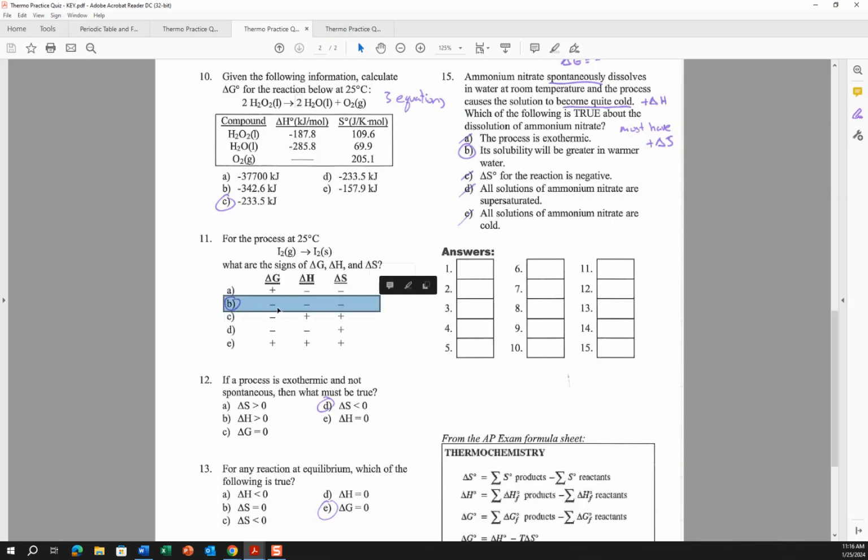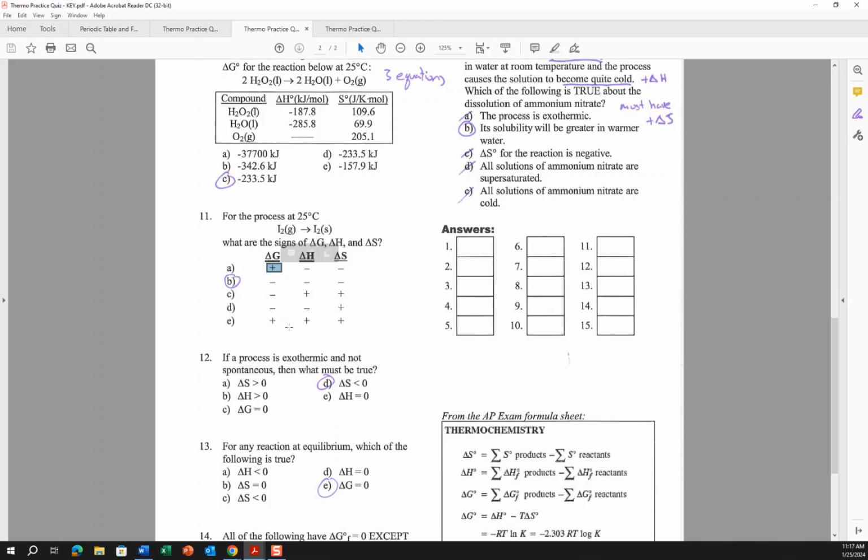If iodine was a gas at standard conditions, then it would still be negative for the delta H and the delta S, but the delta G would be positive, all right? Because it wouldn't be favored. But since solid iodine is favored at standard conditions, that's favored, okay? So negative delta G.